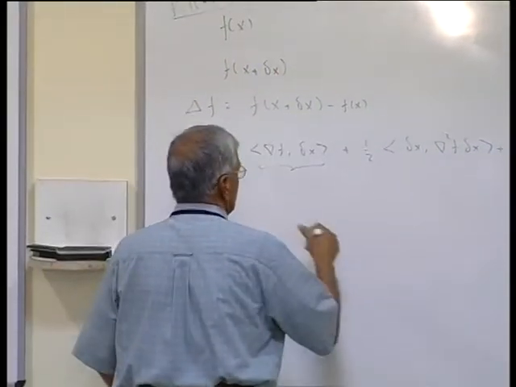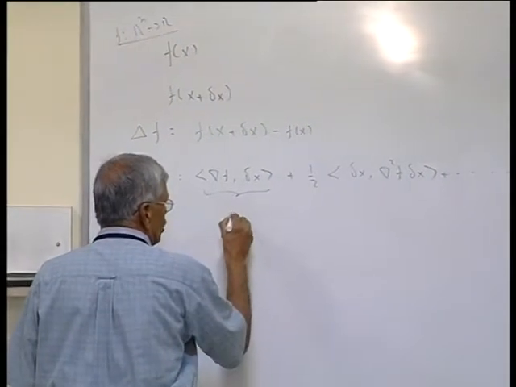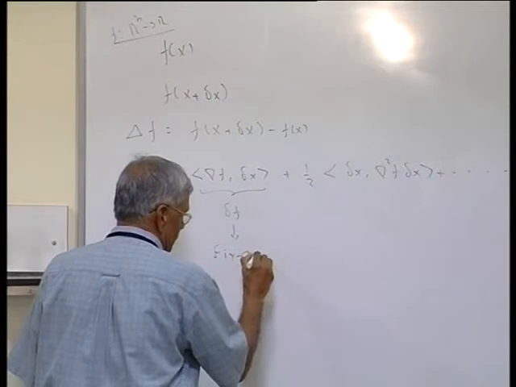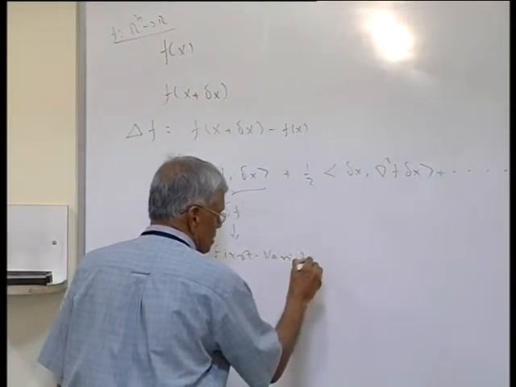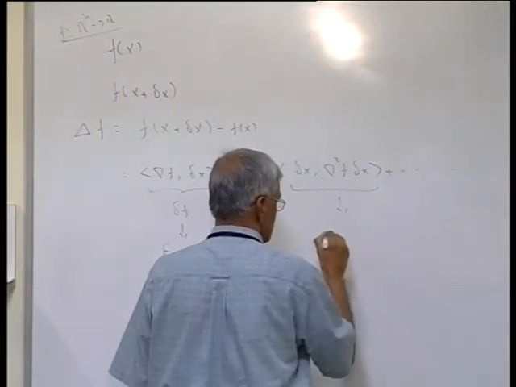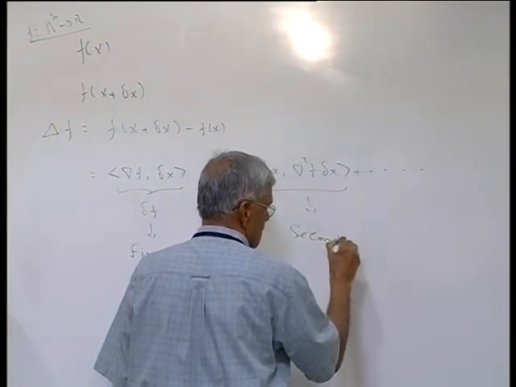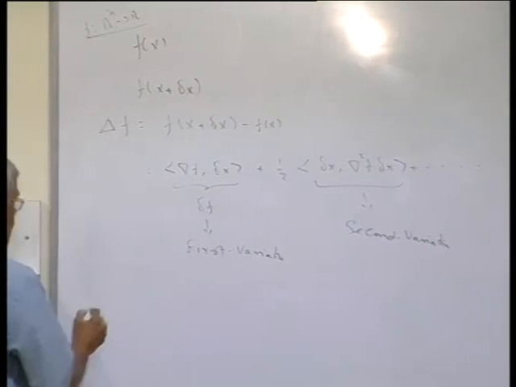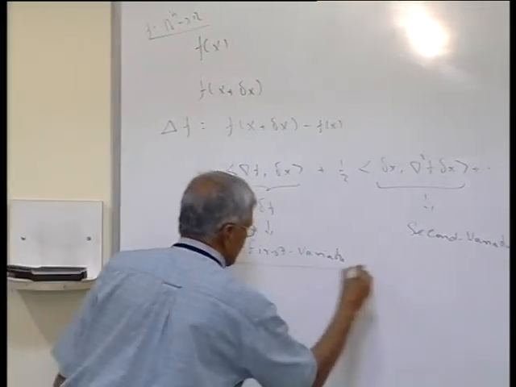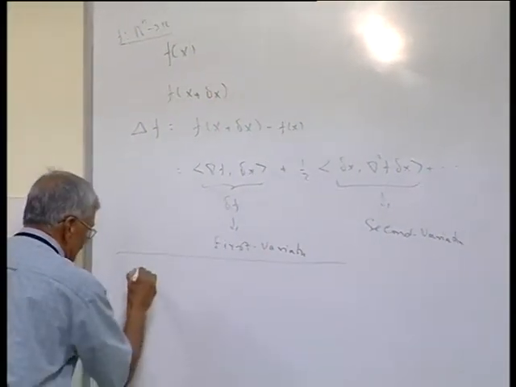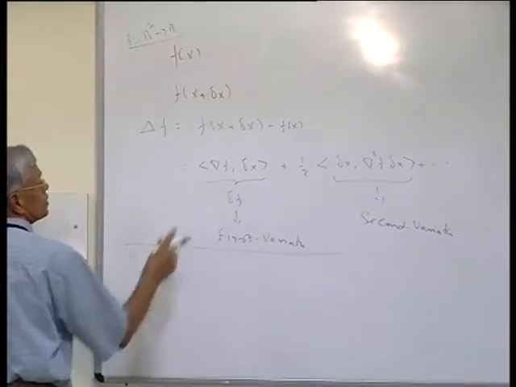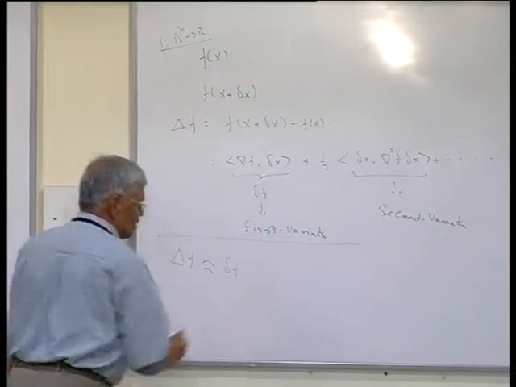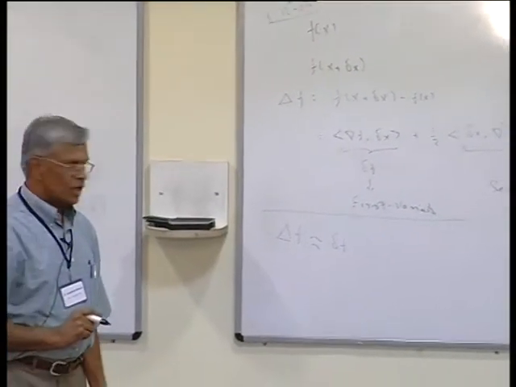So this term is generally denoted by delta f. This is called the first variation. This is called the second variation. So if I'm doing a first order approximation, the actual change in f resulting from the change delta x is going to be approximated by the first variation. That's an approximation.